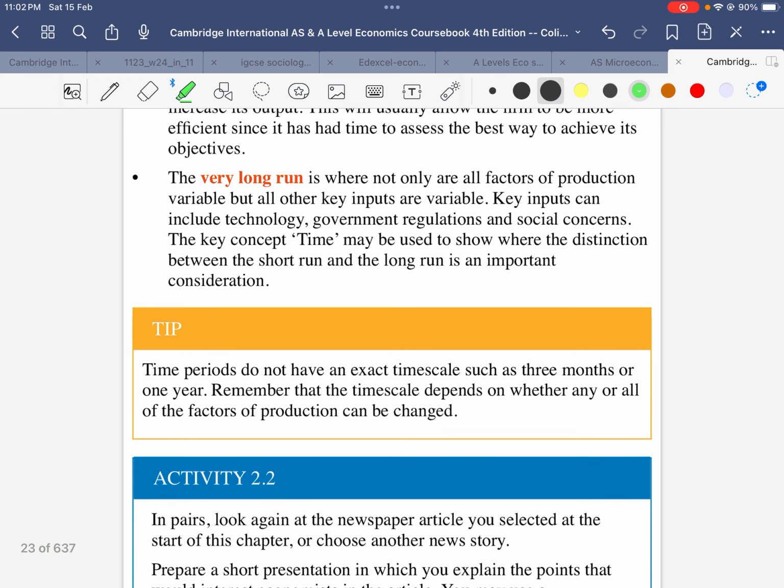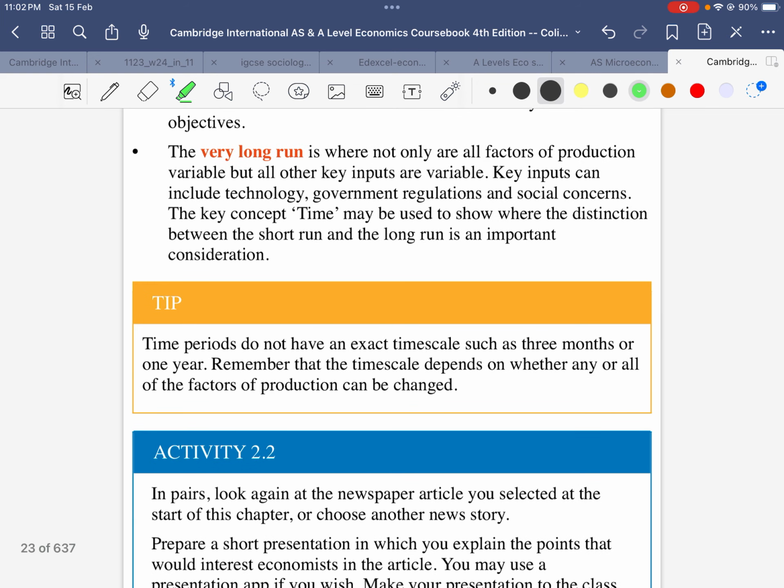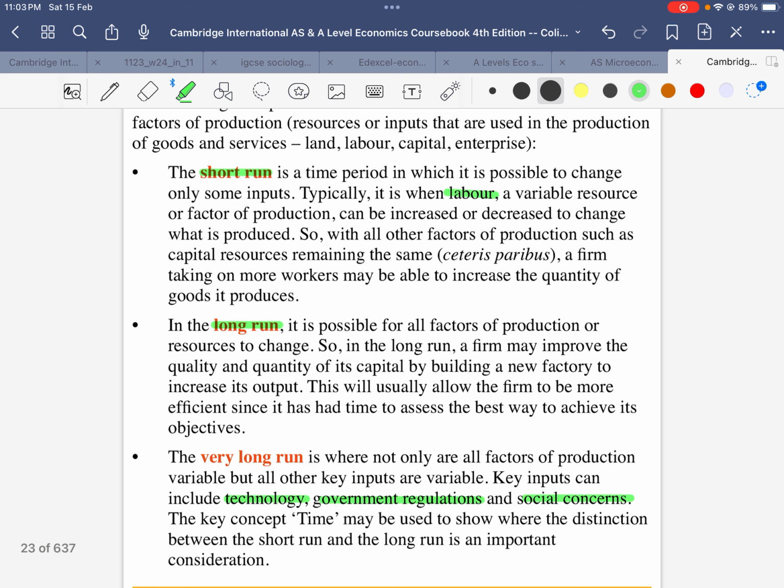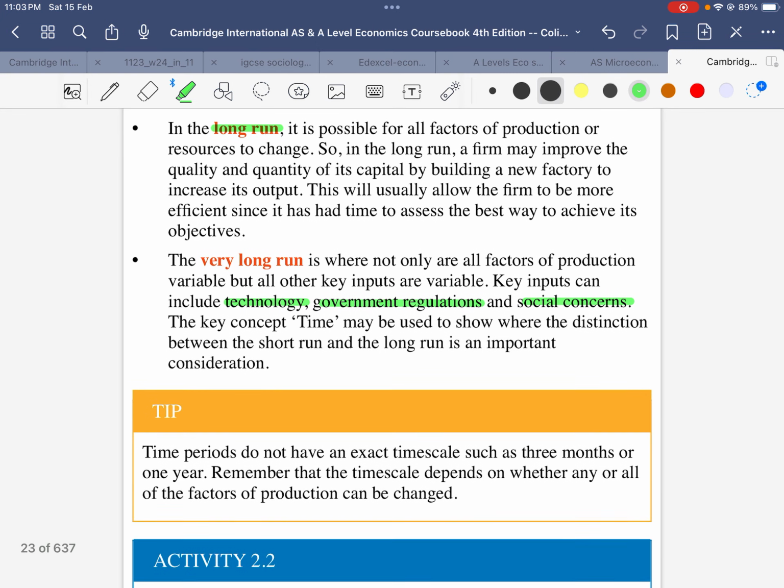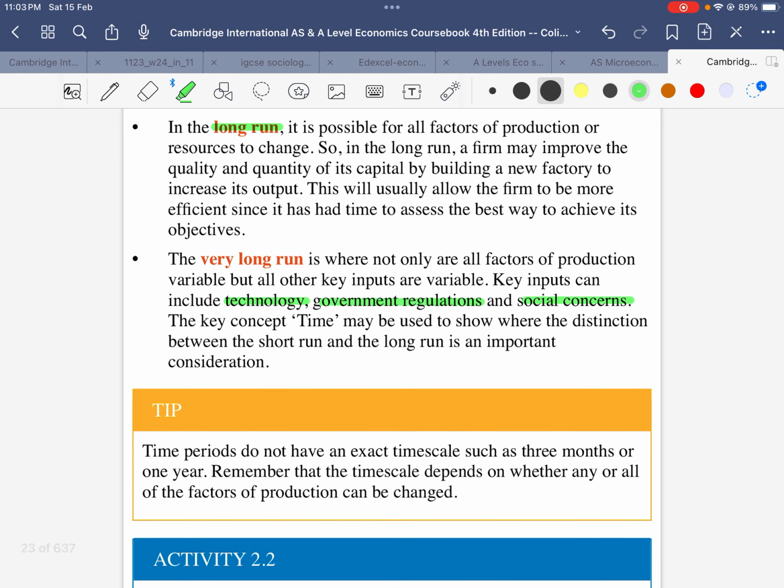In the very long run, not only are all factors of production variable, but all other key inputs are also variable. Those inputs include technology, government regulation, and social concerns as well, right? So, when we are talking about long, short, and very long run, we take into account the variability of not only factors of production but inputs also. How do technology, government regulation, and social concerns change in the very long run?